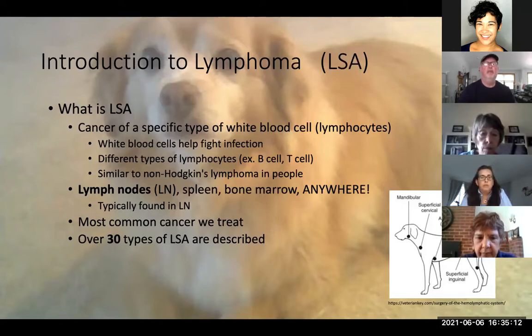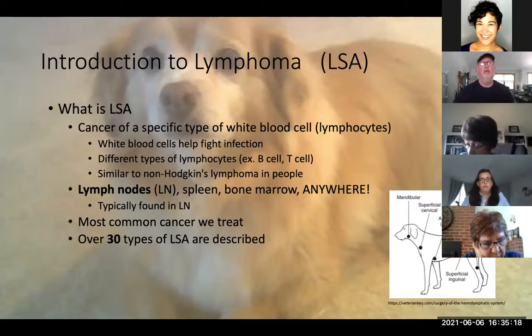And white blood cells are involved in fighting infection. And there are actually different types of lymphocytes. So a lymphocyte is a white blood cell, but there's actually a B cell lymphocyte and there's a T cell lymphocyte. And those are just two examples. And they are located pretty much anywhere in your body, but they really like to be in your lymph nodes, in your spleen, and in your bone marrow.